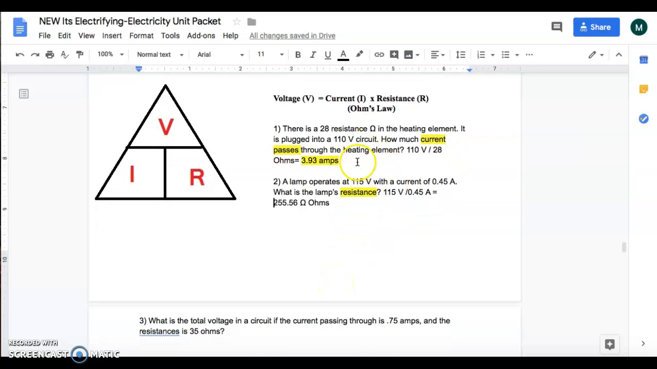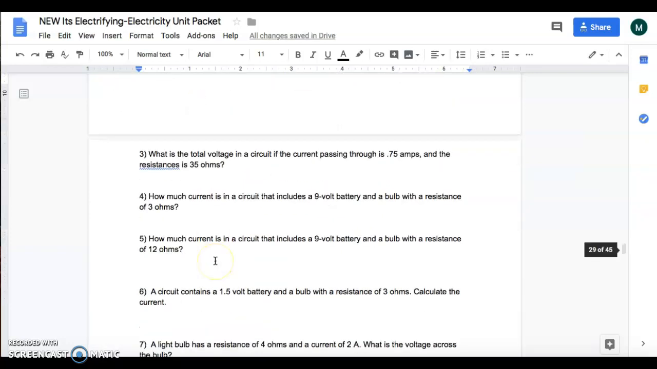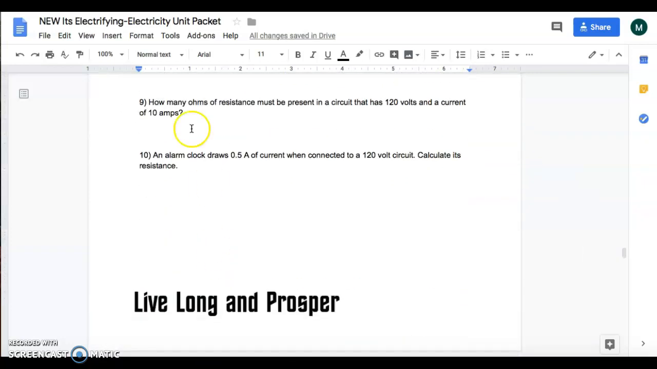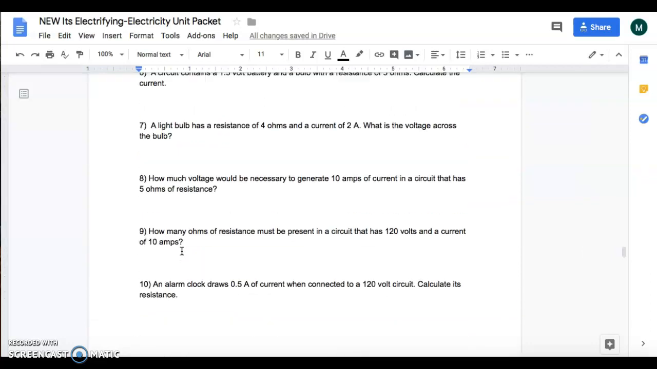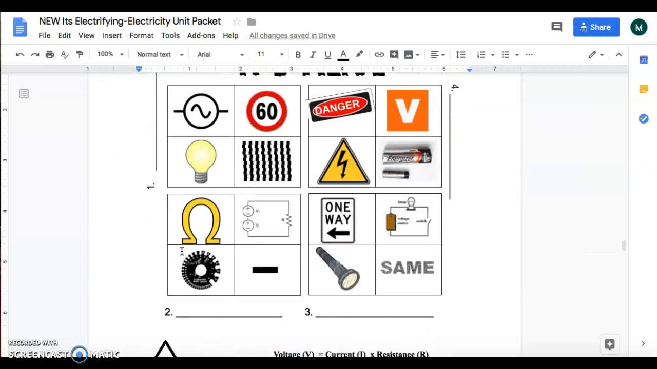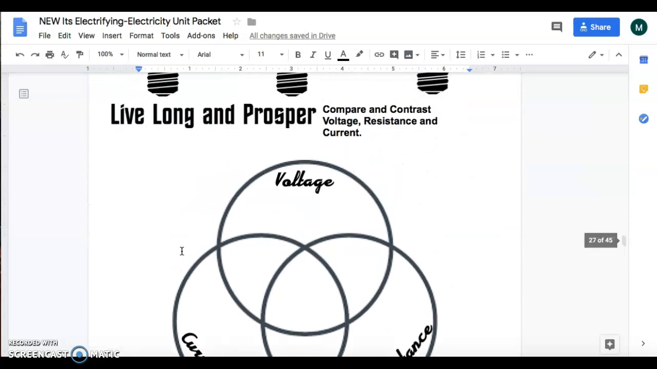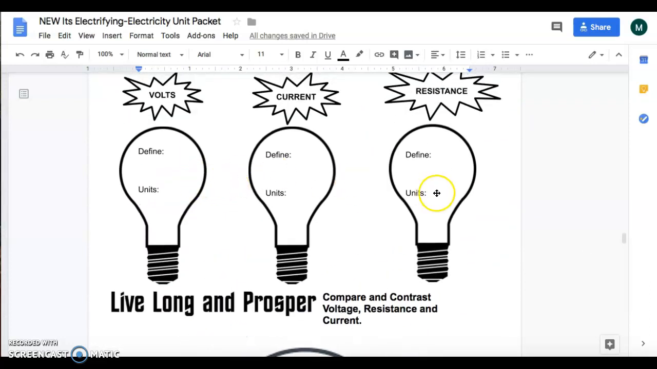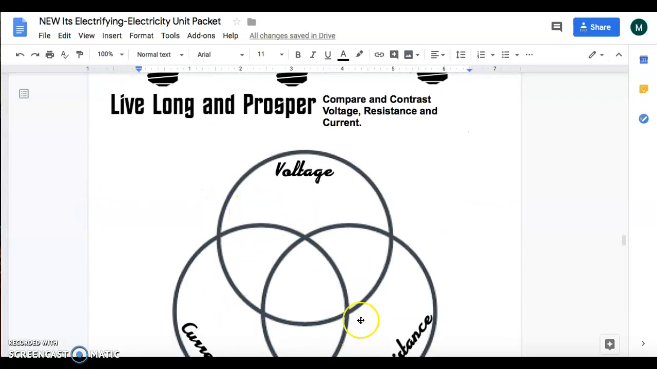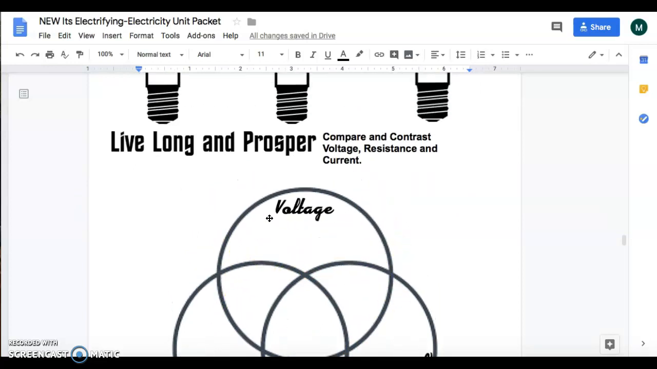Now you're going to continue to use this same formula, this same triangle, to answer questions 3 through 10. If you need any help, please feel free to email me. Make sure that you have your tip chart complete as well as your Venn diagram. Make sure you're able to compare and contrast these 3 things.